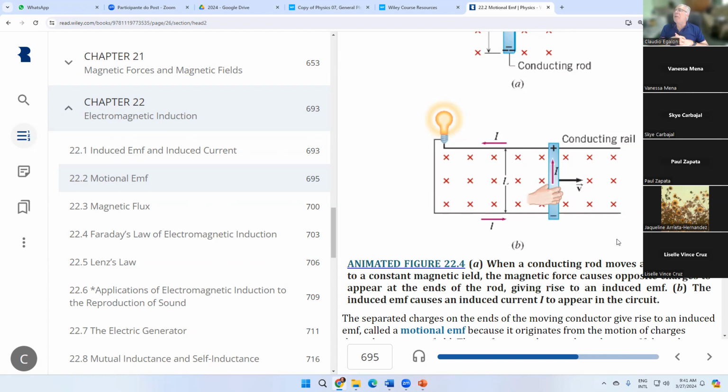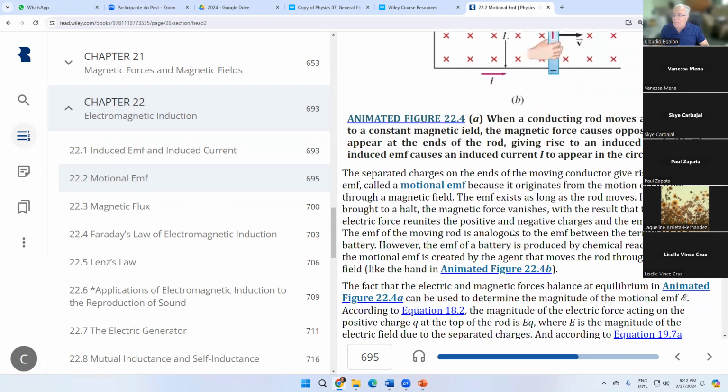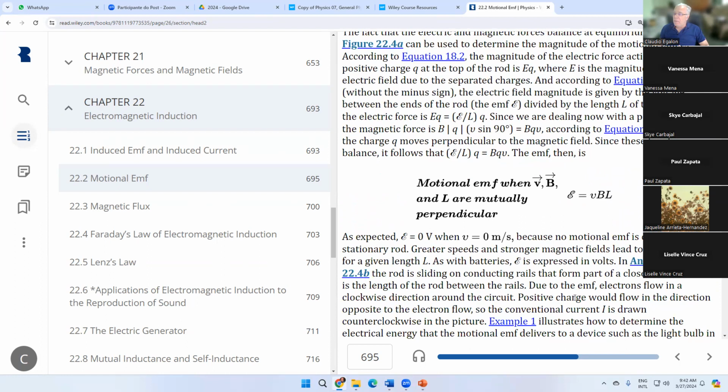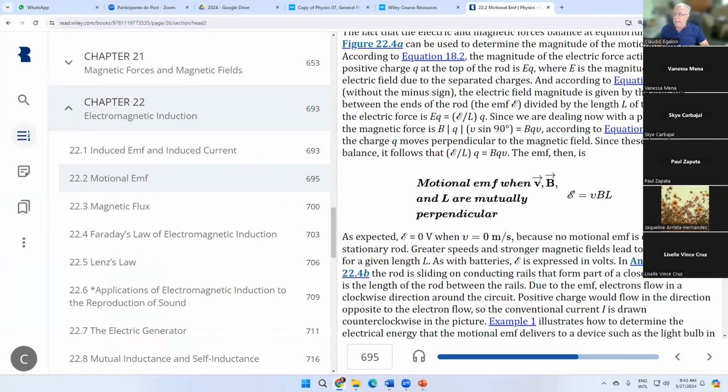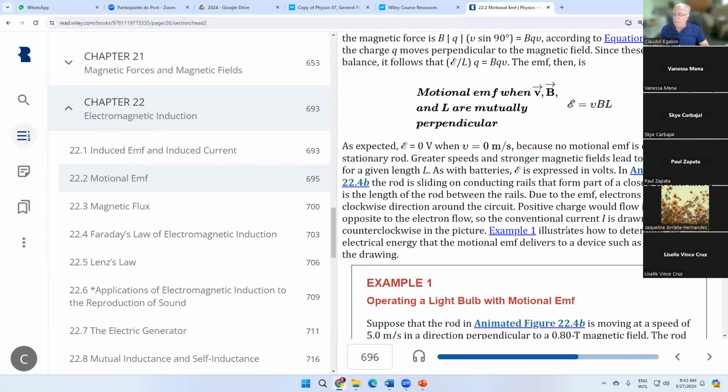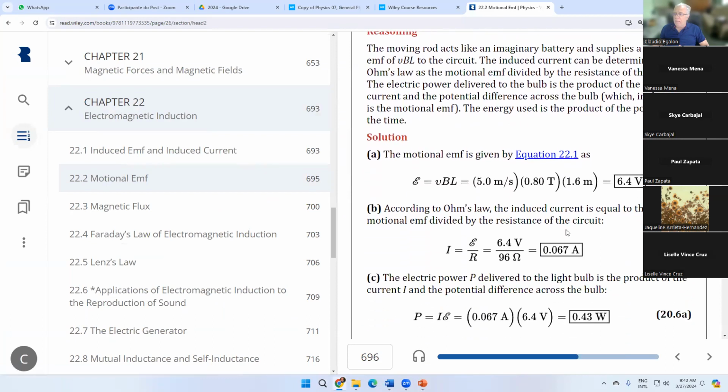You can look at this problem either in terms of Faraday's law or in terms of Lorentz force law. Okay? And V B L, see, we get exactly the same thing. And then you apply Ohm's law to this electric potential, that motive force, V B L, divided by the resistor. That's an example in the book.